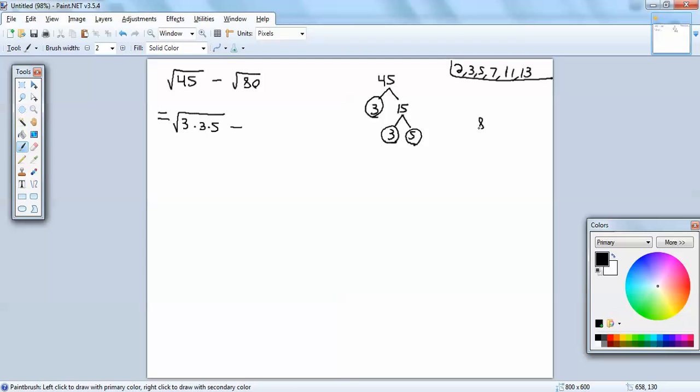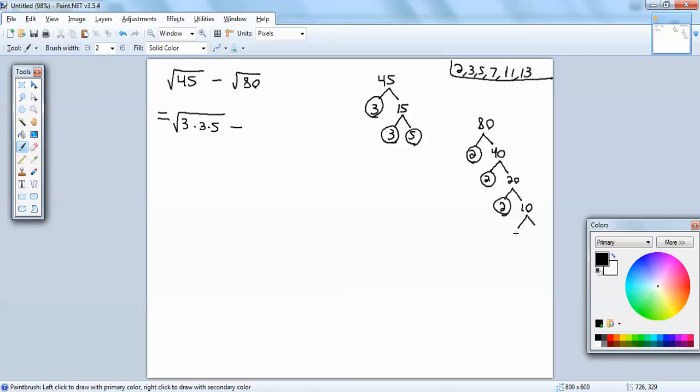Now if I look at 80, my first prime, which is 2, it is divisible by 2. 2 times 40. 2 is prime, so circle it. Now I'm still on my first prime, 2, and this is divisible by 2. 2 times 20. 2 is prime, so circle it. I'm still on my first prime, 2. This is divisible by 2. 2 times 10. 2 is prime, so circle it.